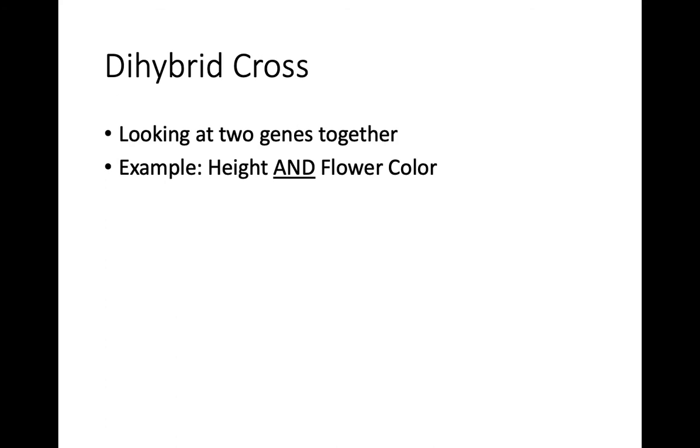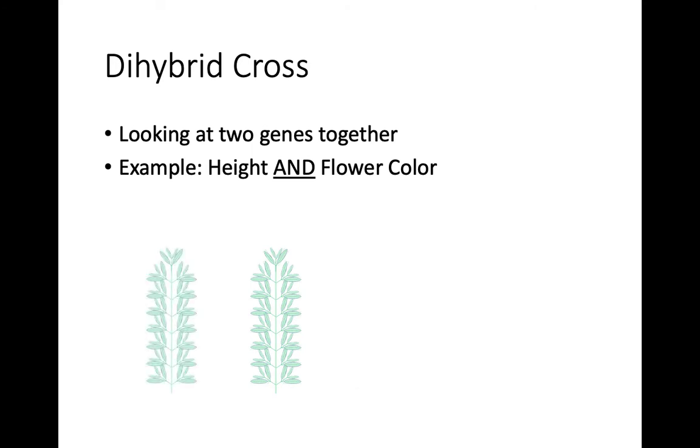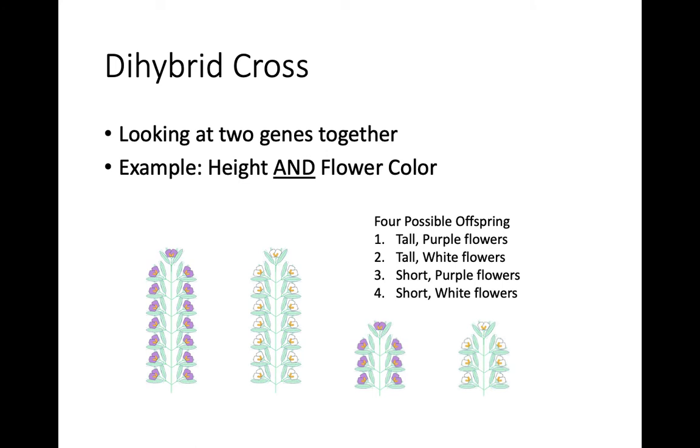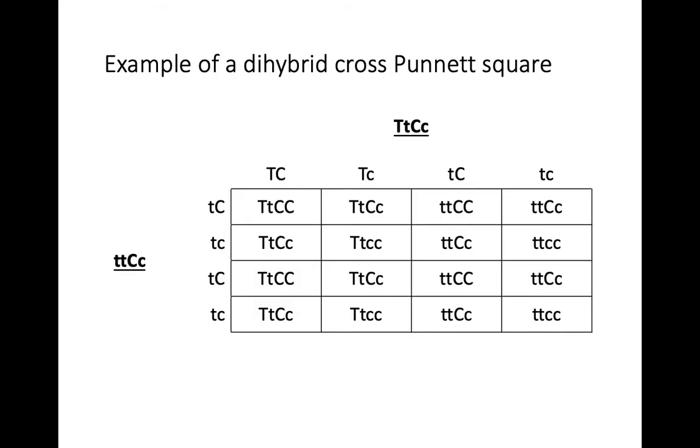In a dihybrid cross, we're looking at two genes together, for example, height and flower color. We're no longer considering height by itself or flower color by itself. Our phenotypes are now tall with purple flowers, tall with white flowers, short with purple flowers, and short with white flowers. So we now have 4 possible phenotypes, not just 2. Looking ahead, this is what your Punnett square is going to look like. 16 squares instead of just the 4 that you're used to.